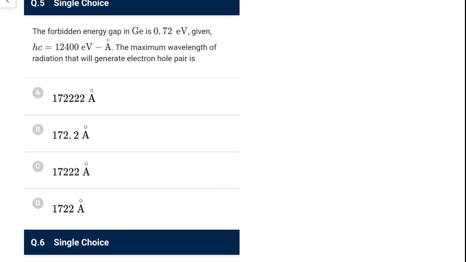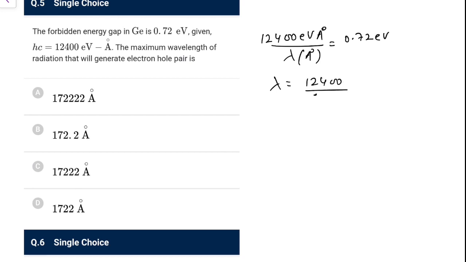Next, the forbidden gap in germanium is 0.72 eV. Given hc is 12400 electron volt angstroms. The maximum wavelength of radiation that will generate an electron hole pair. So simply energy is hc by lambda. So 12400 eV angstrom over lambda, let's say written in angstrom, would be equal to 0.72 eV. So this lambda will be in angstrom. Lambda would be 12400 divided by 0.72. So definitely greater than 12,400, but not that much greater. It would be option C. That is the closest one I can directly see just by checking the order of magnitude.